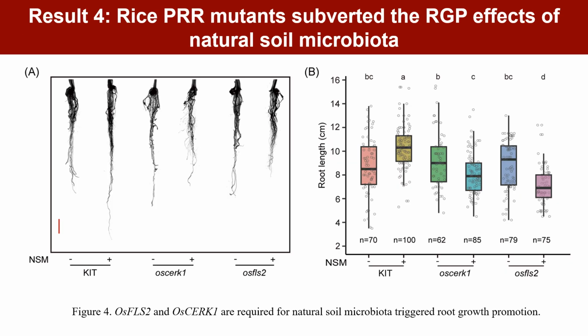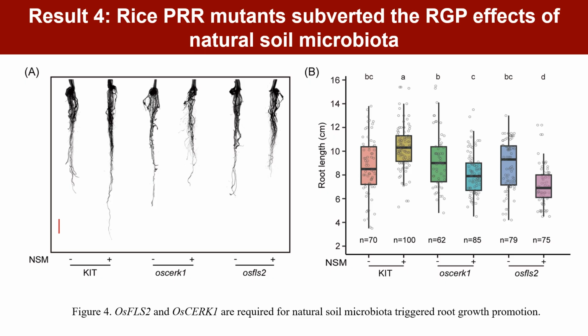Beyond characterizing microbial composition, we sought to understand how a beneficial microbiota promotes root growth in the presence of host immunity. After screening a KIT background RLK mutant library, we identified 4 mutants that subverted the root growth promoting effects of NSM, including OsFLS2 and OsSERK1 mutants. We prioritized OsFLS2 and OsSERK1 for further analysis because FLS2 is a classical PRR that recognizes flagellin and OsSERK1 is one of the central regulators of plant immunity.